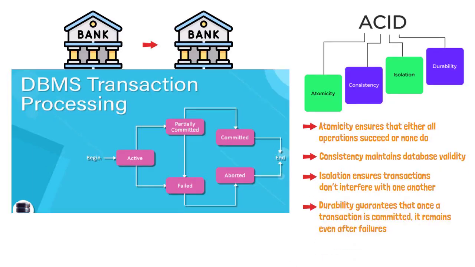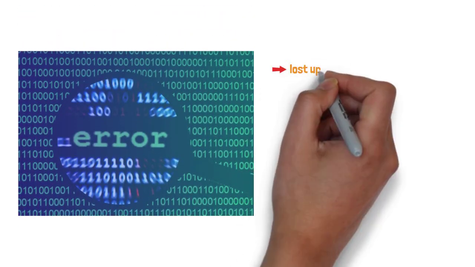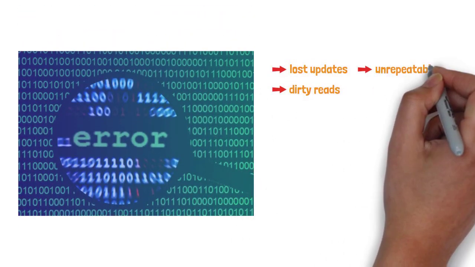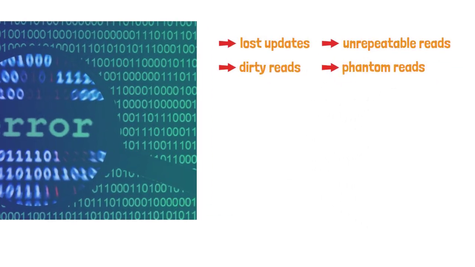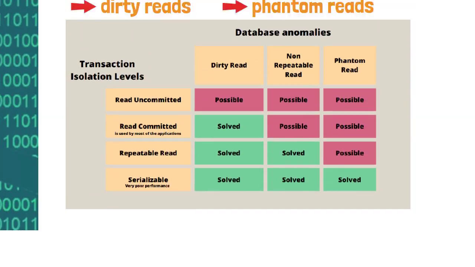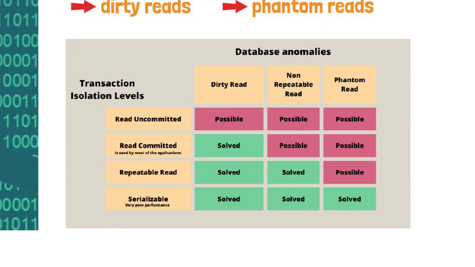When multiple users access the same data, problems can occur: lost updates, dirty reads, unrepeatable reads, and phantom reads. To prevent these, DBMS uses locking mechanisms and isolation levels, like read committed, repeatable read, and serializable, balancing consistency with performance.